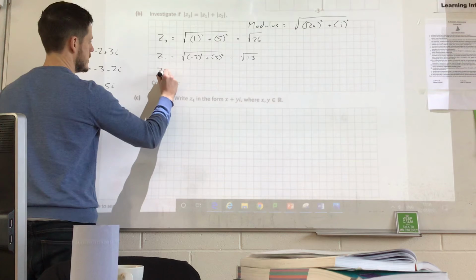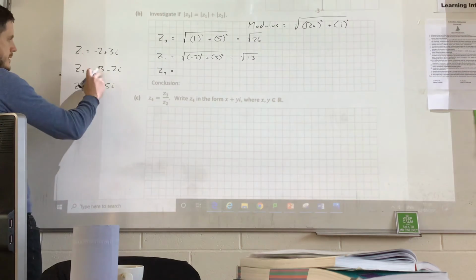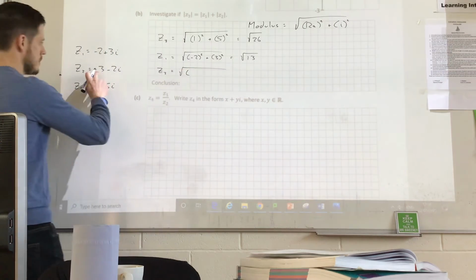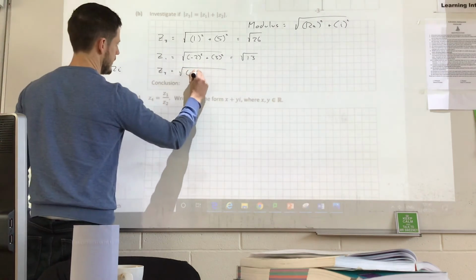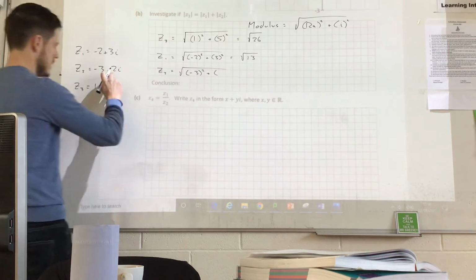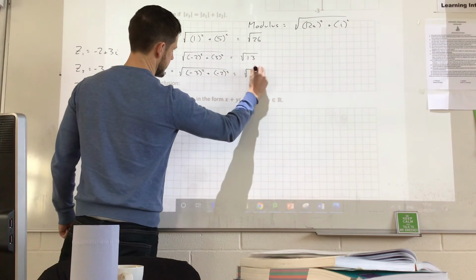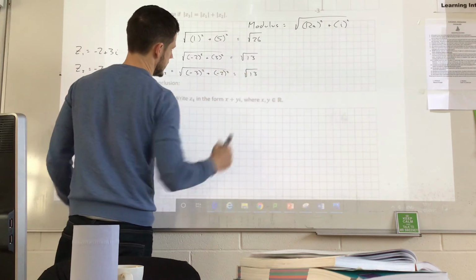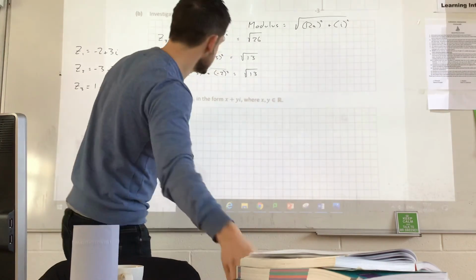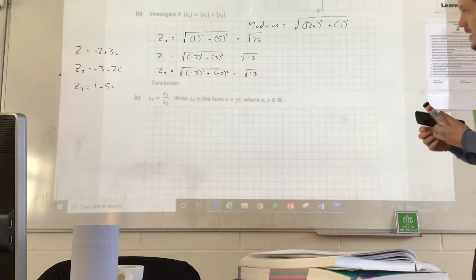And z2. z2 here is minus 3 squared plus minus 2 squared. And again, that's going to give me the square root of 13. So it's saying the square root of 26 is equal to the square root of 13 plus the square root of 13. Well, is it?